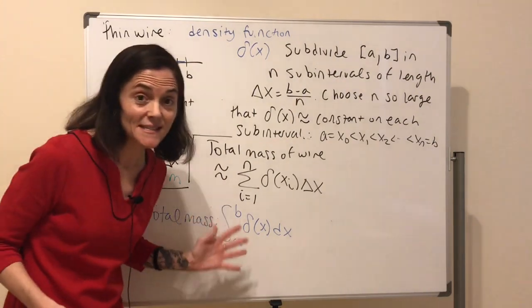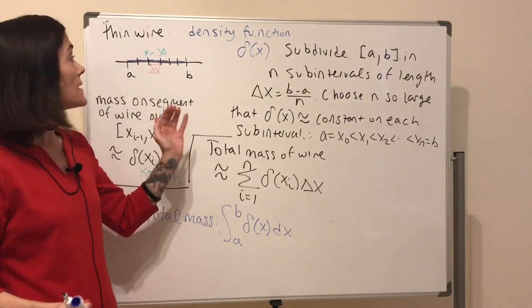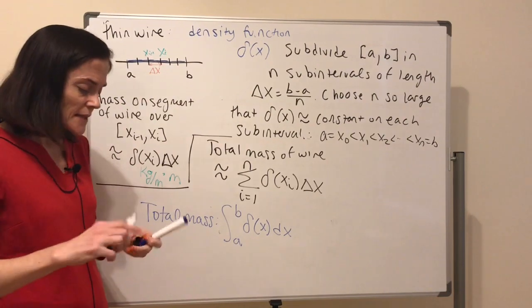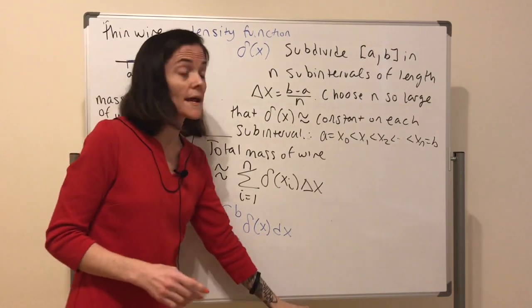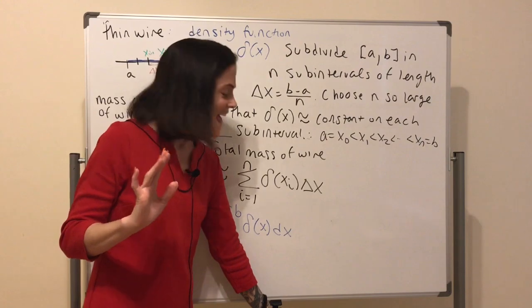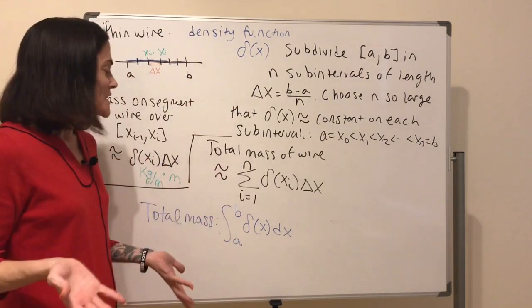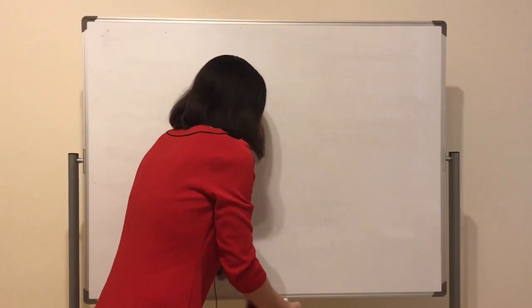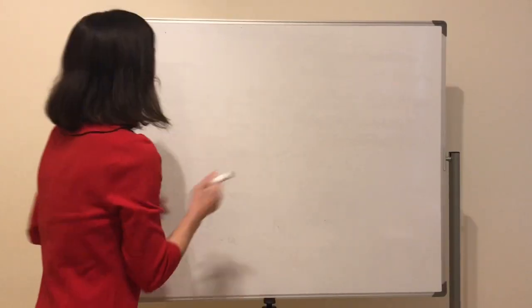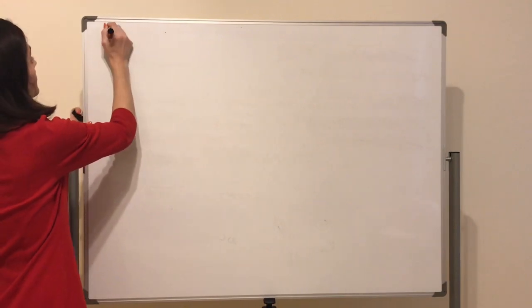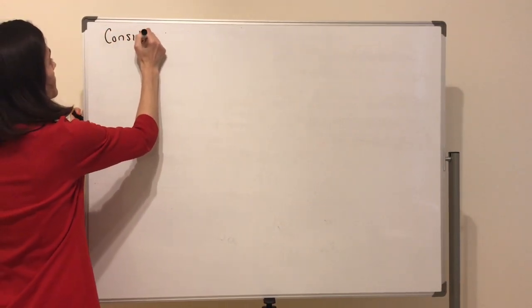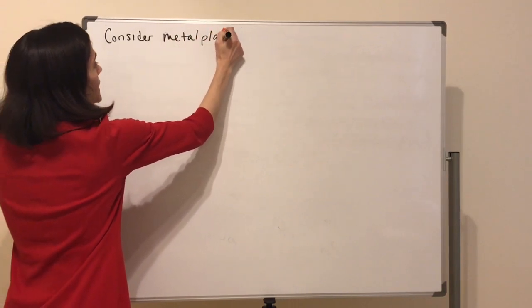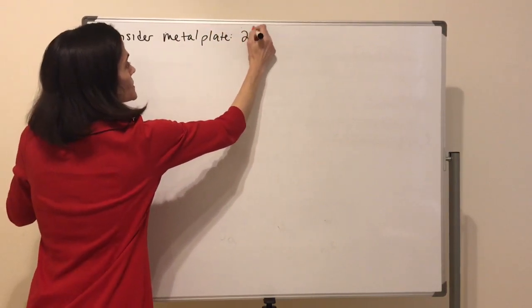What we see from this discussion is you just integrate the density function from a to b. Okay, well, let's talk for a moment about what happens in the two-dimensional case. That one's a little more interesting, and then we will do a few examples. So now let's consider a metal plate. And we consider this two-dimensional.